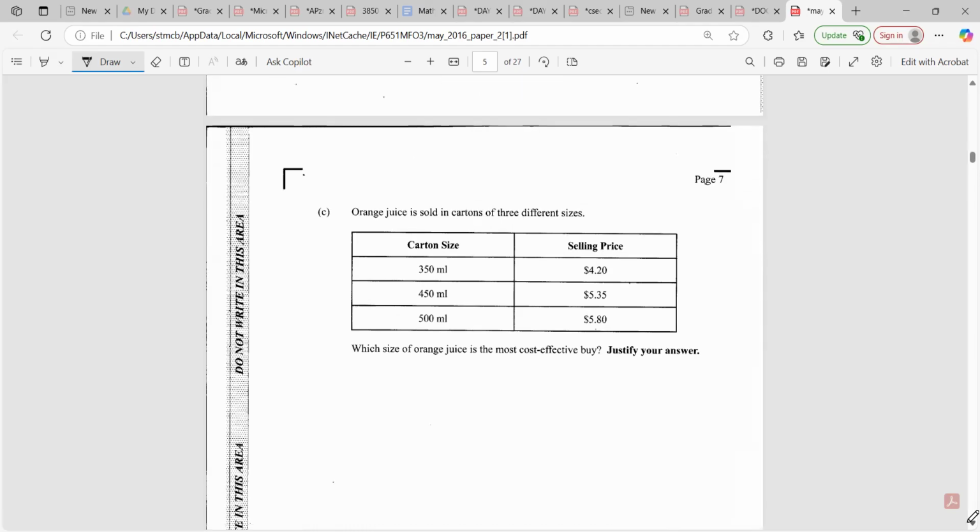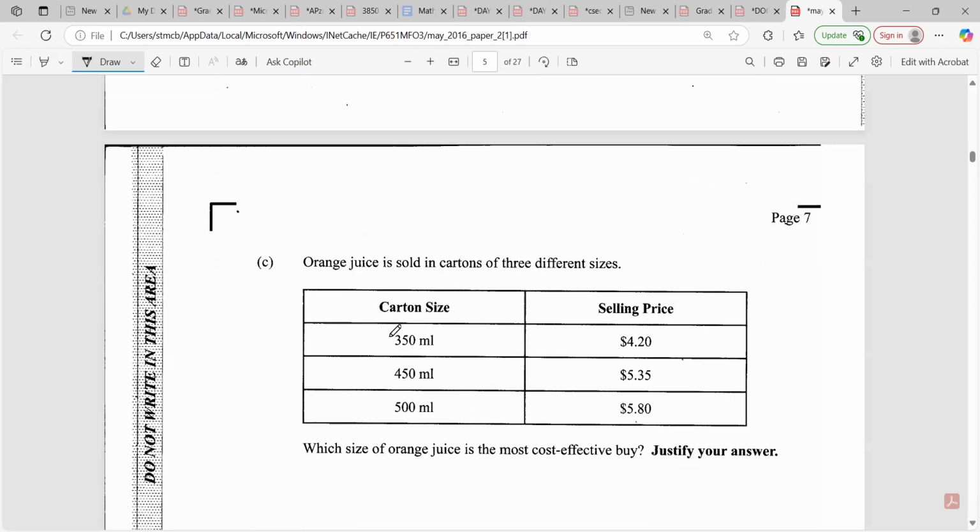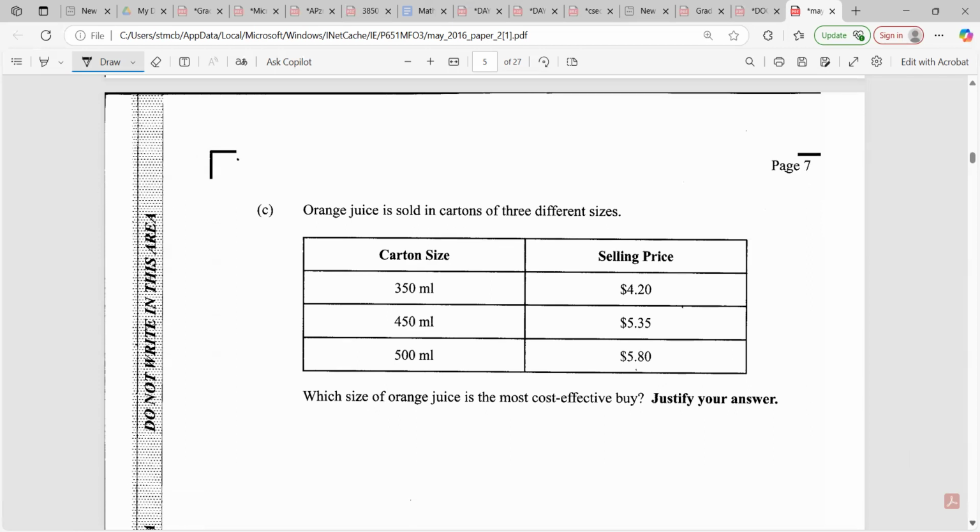All right. So it's orange juice. Orange juice is sold in cartons of three sizes: small, bigger. They give you the carton size and the selling price. What size of orange juice is the most cost effective to buy? Justify your answer.